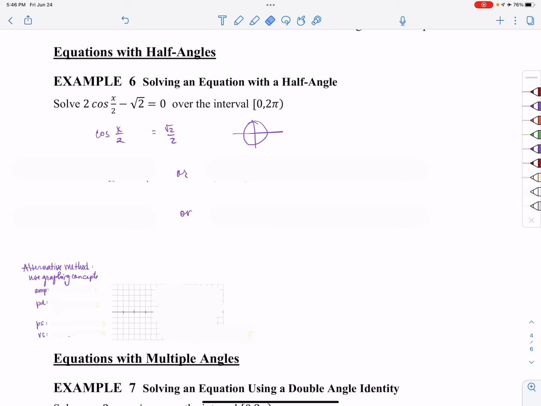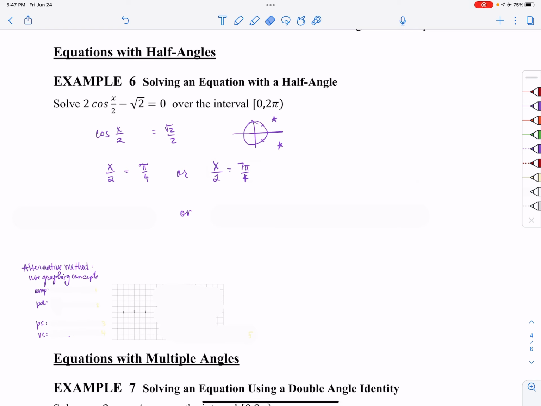And then what I'm going to do is just pretend that this is a theta or some other variable, an alpha or something. Cosine of some angle is equal to root 2 over 2. Where does cosine equal root 2 over 2? We know that it's going to occur either in quadrant 1 or 4, and it's going to occur smack dab in the middle. We're working in radians, so this is going to be pi over 4 or 7 pi over 4. So x over 2, my angle, is going to equal pi over 4, or my angle is going to equal 7 pi over 4.